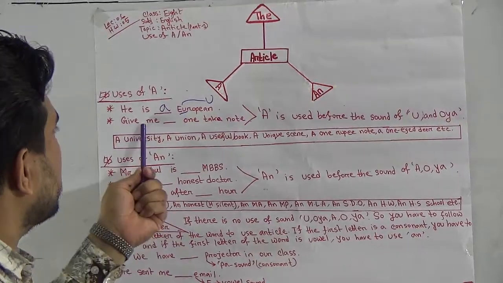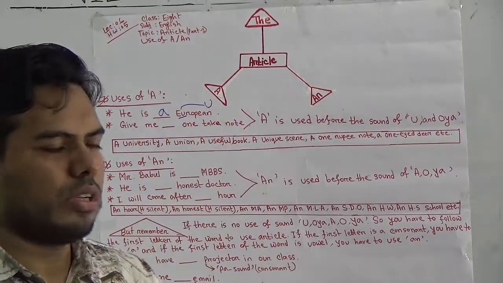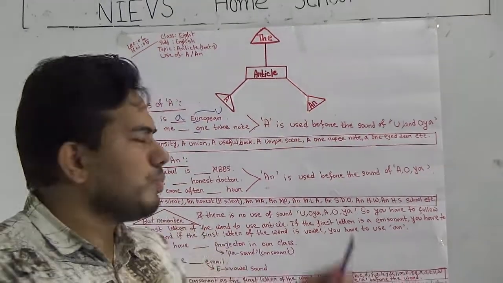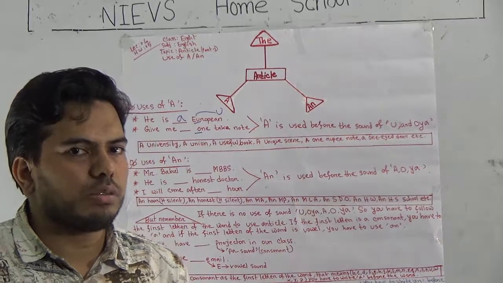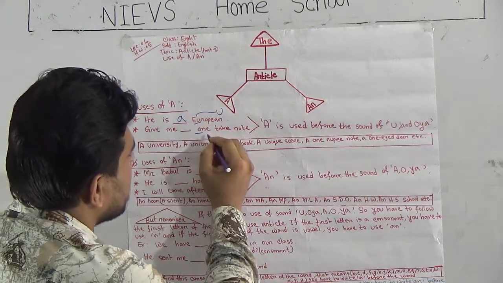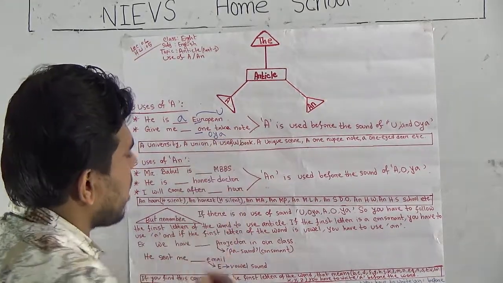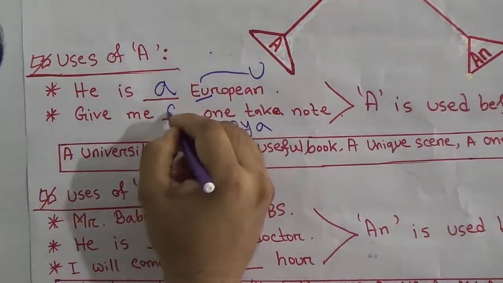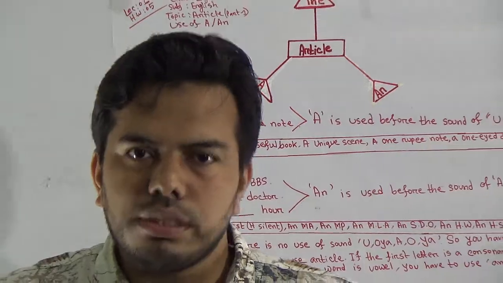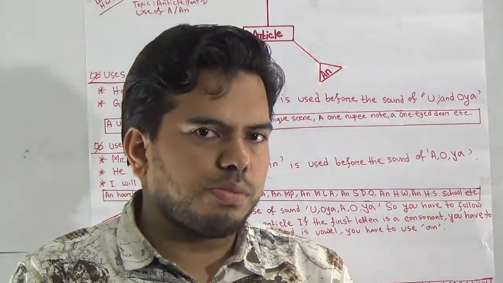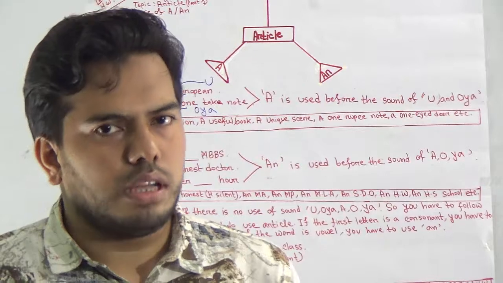Okay, second one, give me a one taka note. If the word is one, to pronounce this word one, your sound comes like wa. So if you get this sound, before this wa sound, you have to write article a. So we have learned from these two examples: a is used before the sound of u and wa.